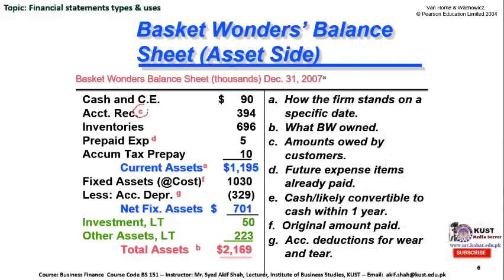This C is referring towards the point number C at the right hand side, that accounts receivable are accounts owed by the customer. Customers are supposed to pay out to the Basket Wanderers within 30 days. Inventories are the stocks that might be finished as well as raw material. Then prepaid expenses. What are prepaid expenses?